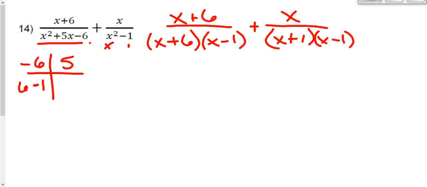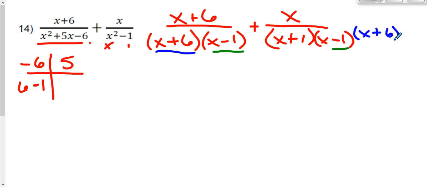Now that I can see what the denominators are made of, I can finally see what my common denominator will be. First and foremost, I already have an x minus 1 in common. So all I have to do is start looking for what's missing. The fraction on the left has an x plus 6 in the denominator that the fraction on the right doesn't have. So I'm going to have to multiply the fraction on the right by x plus 6.